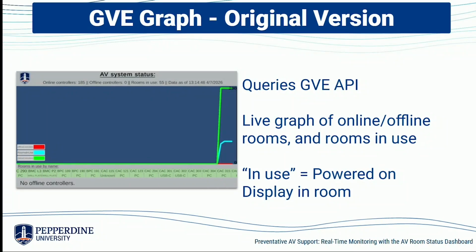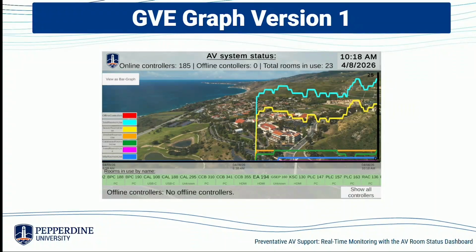And that's just because I was trying to pull the GVE API to find useful information. So I graphed the online rooms, offline rooms, and the rooms that are in use. And that ended up being 2 lines that did not move, and then 1 line that moved a little bit, since we weren't looking at it in the context of a building or anything. It was like as a campus. But as I was building this, I was thinking that there has to be some useful way to use this information. So I'll go through the next versions.